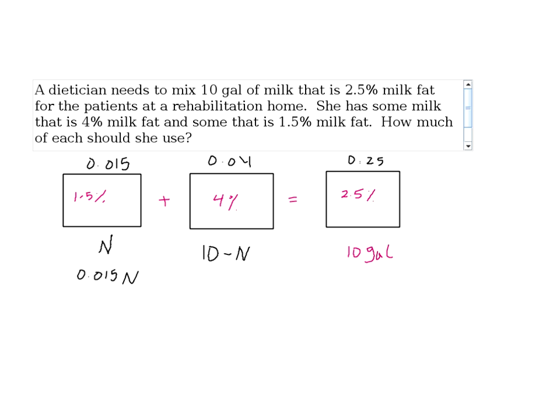So that would be my formula: 0.015 n plus 0.04 times 10 minus n equal to 0.025 times 10. You just solve for n. You distribute this, you would get 0.04 times 10, that gives you 0.4, so 0.4 minus 0.04 n.